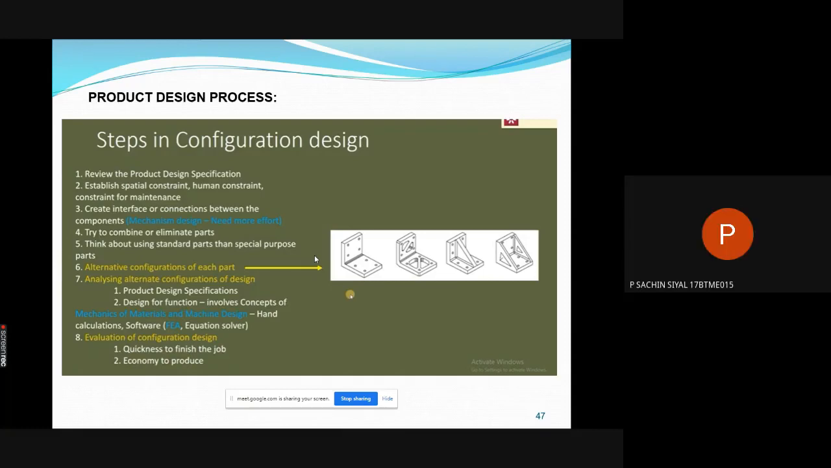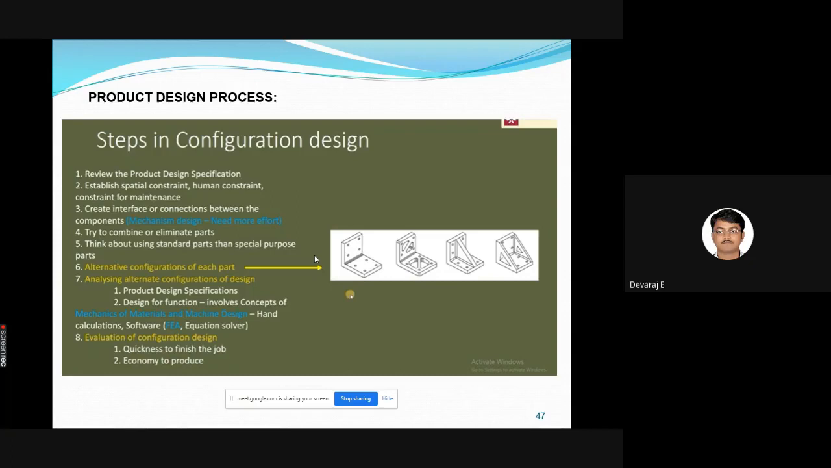So 1 minute, sir. Establish spatial constraint, human constraint, and maintenance. So is it like you need to design a product in such a way that it has a long life, sir, and should not have much maintenance? Okay, good, Sachin. Anyway, this is regarding the constraint.